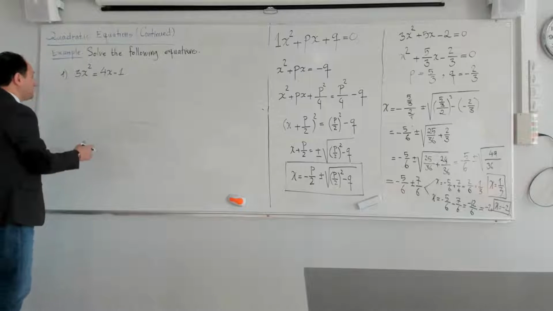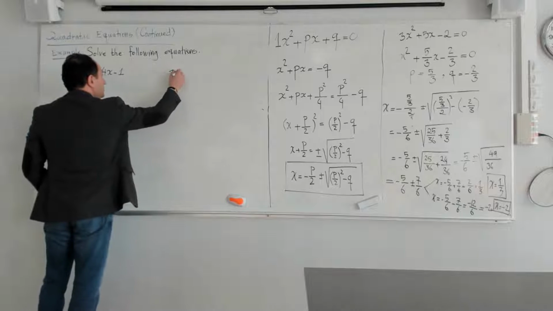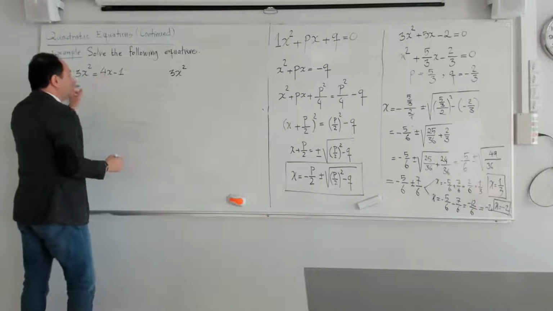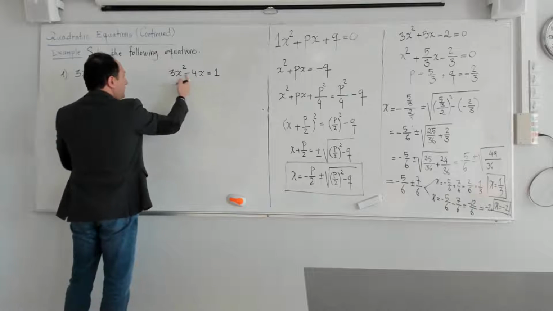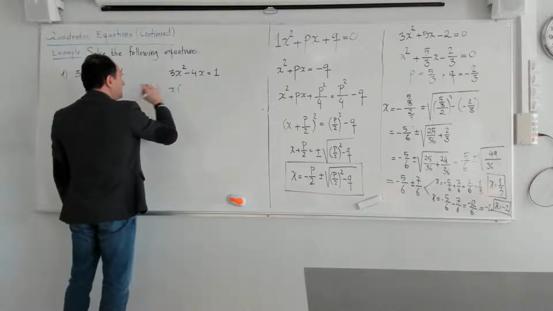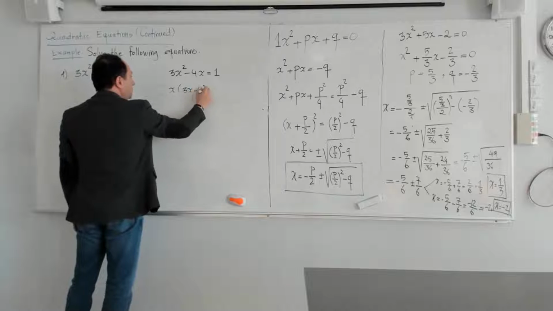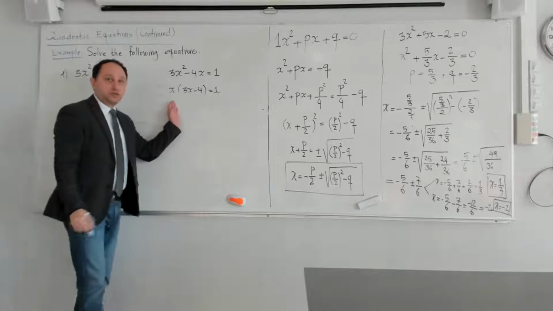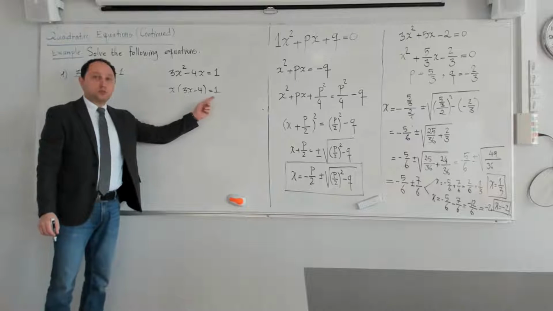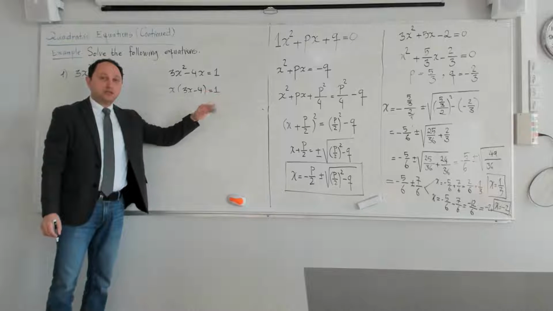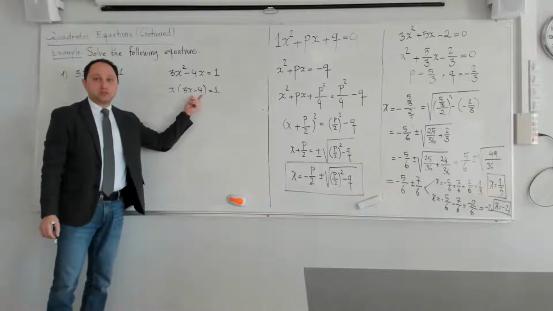Every now and then I see some people doing this. So 3x squared, they just move 4x to the left and then equals to 1. And of course, they can somehow factor x out. This is 3x minus 4 equals to 1. I want you to understand that this is not a good method because the product of two numbers being equal to 1 doesn't tell you anything about these numbers.